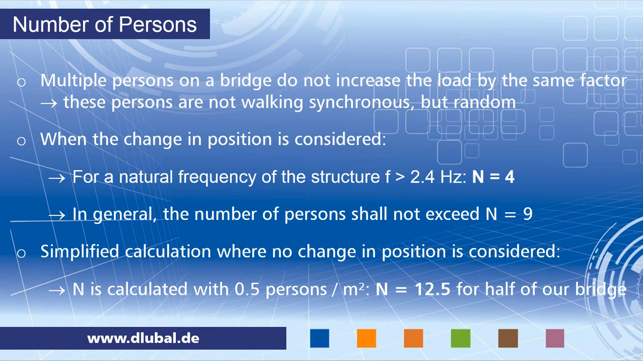When you do not consider the change in position, so when you simplify all the calculation, then you need to consider more persons. You should consider half a person per square meter, which would mean for our whole bridge that we have to consider 25 persons. But that's not realistic in our case, because our relevant mode shape, as we have just seen, is the second mode shape. So our critical load points are the quarter points, and that's why it's more realistic in our case to consider only half of the bridge. In the case where no change in position is considered, I would assume 12.5 persons on the bridge. These are assumptions; it's not very well regulated in the standards.